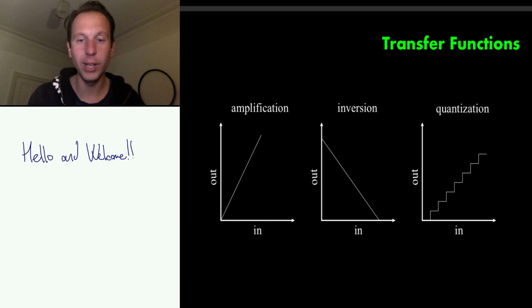So another straight line, sloping downward, is an inversion. So what you see here is that as the input value grows, the output value becomes smaller. And then the third one, the staircase transfer, is actually quantization. So you can try to read this one as well.